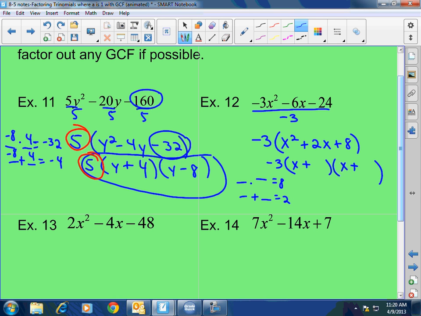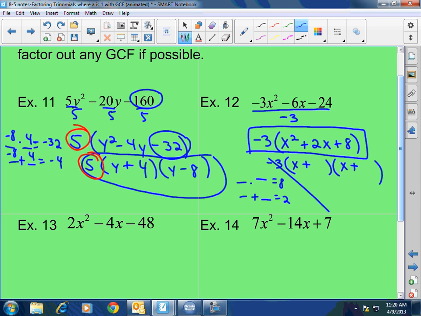Think. 2 and 4 works, but 2 plus 4 is not 2, right? That's exactly right. Good job. And it's not that it's prime, because you did do something to it, right? You factor out a GCF. So the trinomial part is prime, but I just said factor completely, factor this.